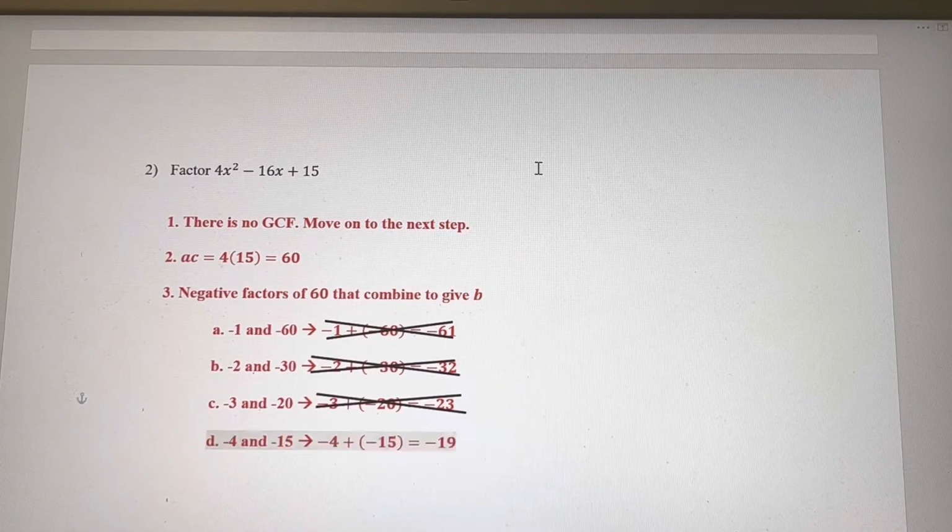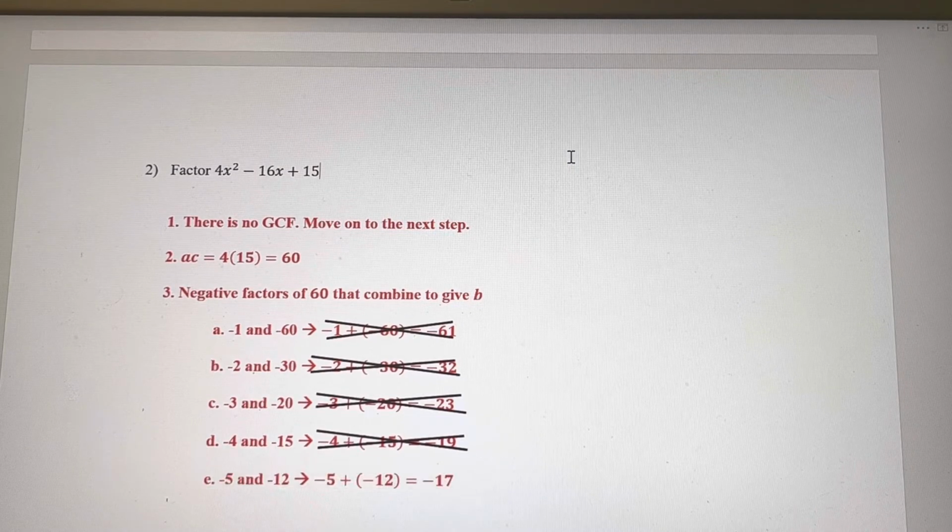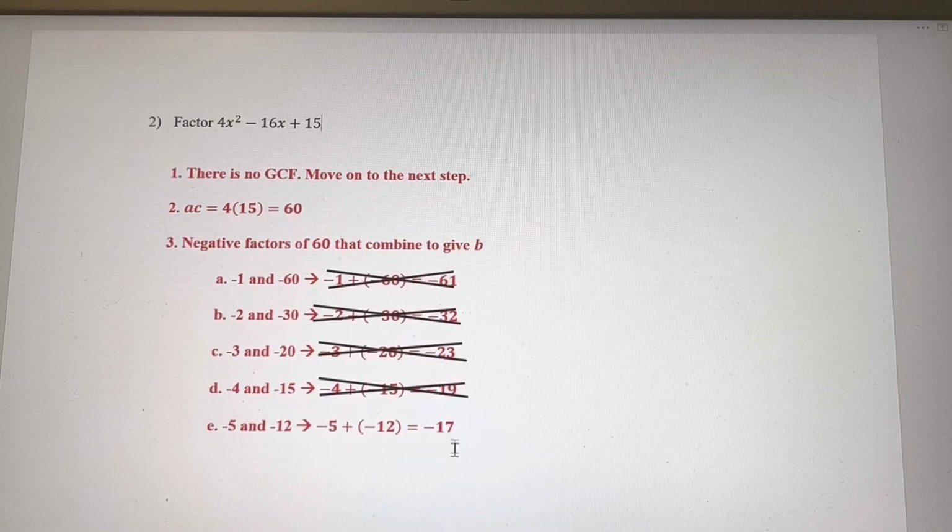Keep going down the list. Negative 4 and negative 15 is negative 19. Still doesn't match. Let's try negative 5 and negative 12. Well, that sums to negative 17, still doesn't match.